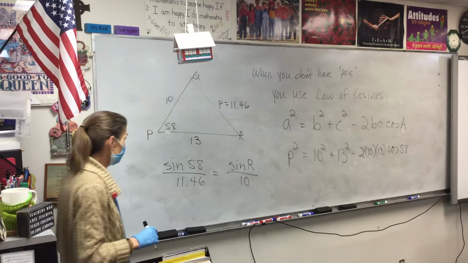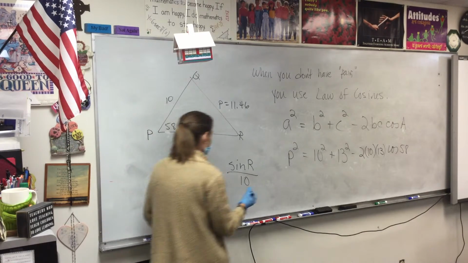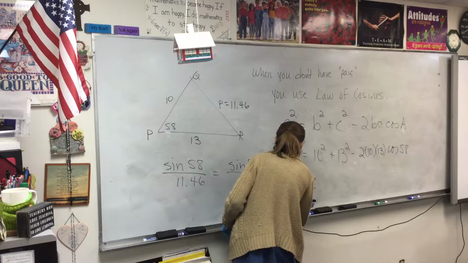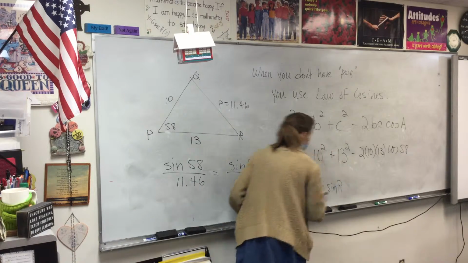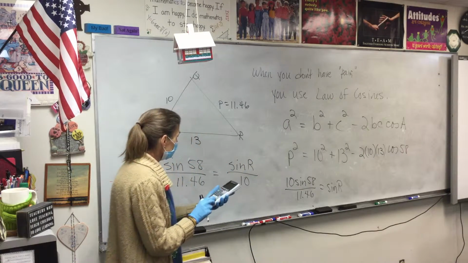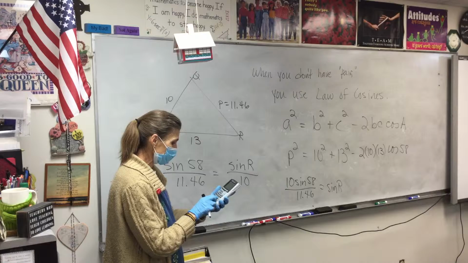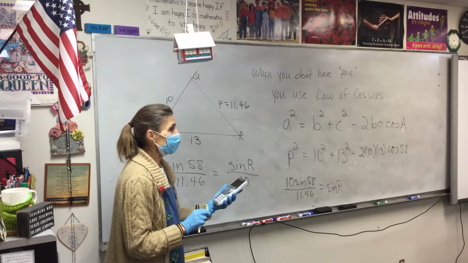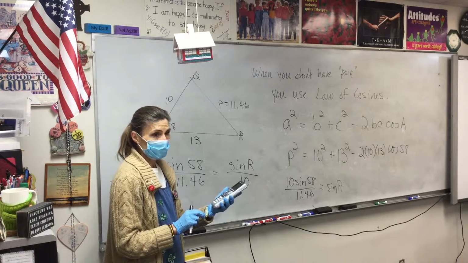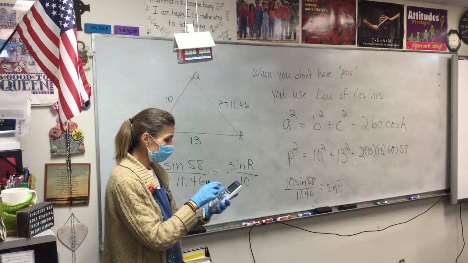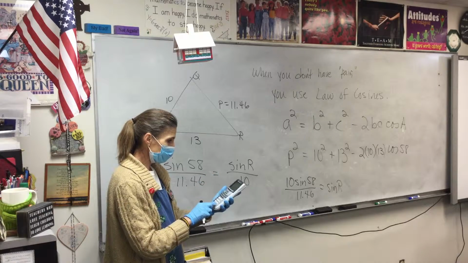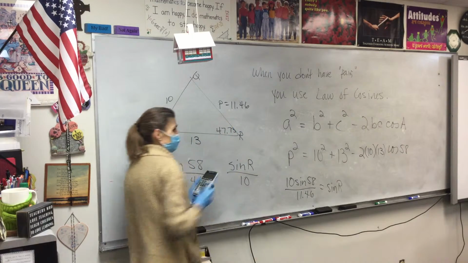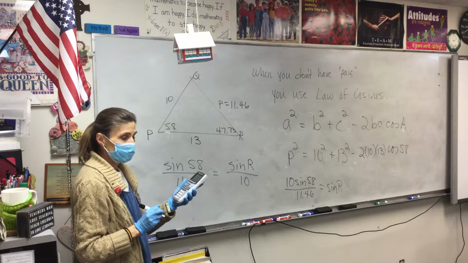You okay with that? All right, so what do we do? Move the 10 over. So I'm going to write down here, I'll have 10 sine 58 over 11.46 equals sine r. So here we go. 10 sine 58, don't forget to close the parentheses, divided by 11.46. Did you get 0.74? I got 0.74. All right, so now we second sine, second answer. And I got 47.73. Did you?